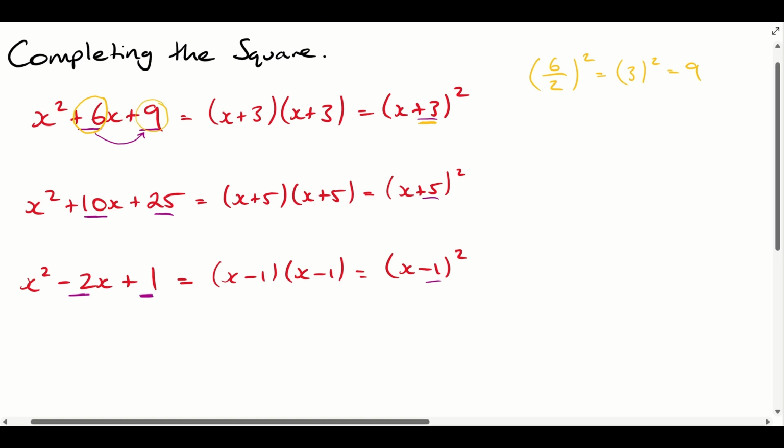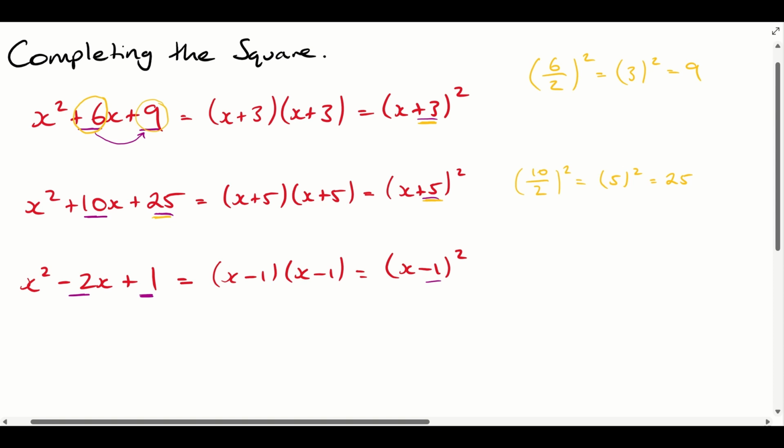Now the same happens for the rest. If I take my number 10, if I take 10 and I divide it by 2 and I square it, 10 divided by 2 is just 5, 5 being the number that we see here. And if I square that, I get 25, which is the number that I get on the end.